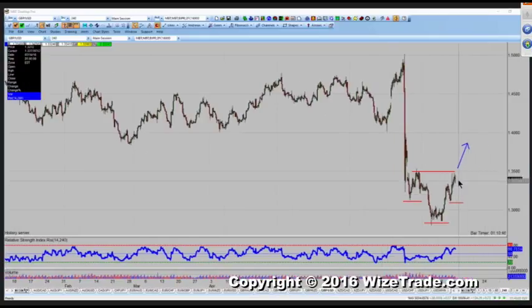I secretly hope the pound fails here because I really, really hope this just turns into a continuation pattern like this, and we head back down to 125. I secretly hope that because I really want to buy it down at 125, and I feel like I'm missing the boat because I'm not long the cable right now. I really do.